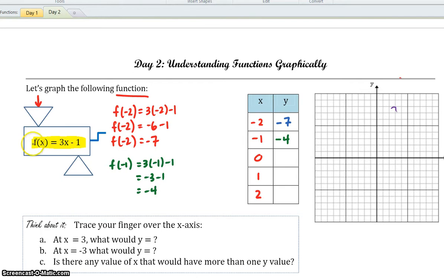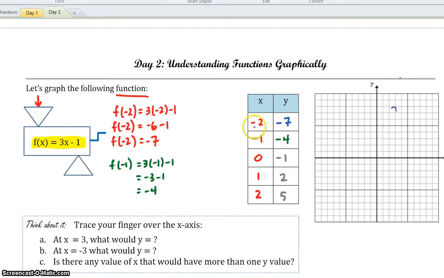When I input 0, f of 0 would give me 3 times 0 minus 1. 0 minus 1 is -1. When I input 1, 3 times 1 is 3, minus 1 is 2. 3 times 2 is 6. 6 minus 1 is 5. Notice the increase each time here is an increase by, what? 3. Which kind of indicates that this is going to be a line. Each time my x goes up 1, my y goes up 3. My x goes up 1, my y goes up 3.